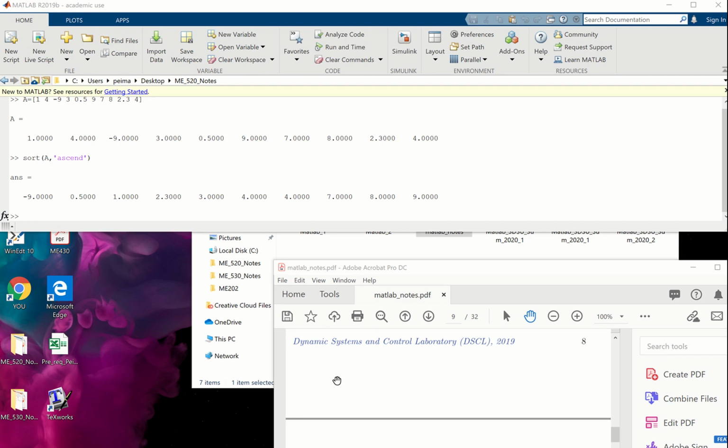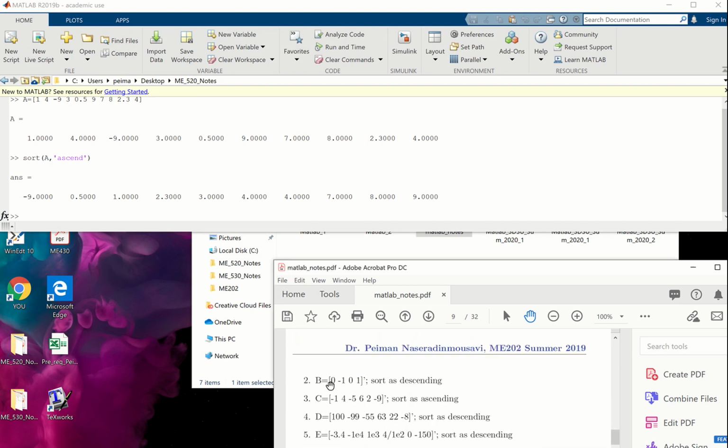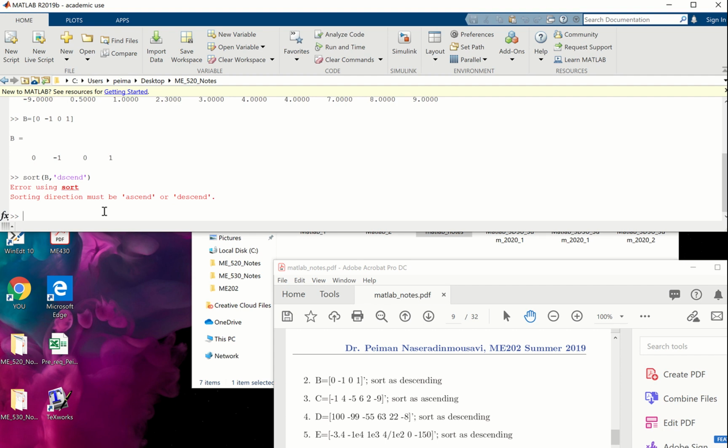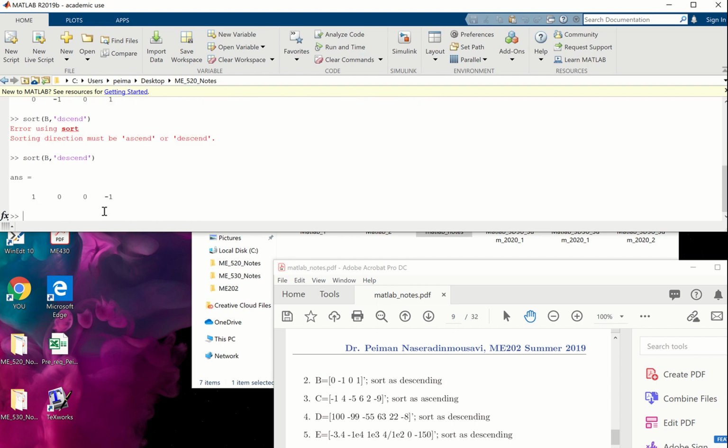Okay guys, now another example. Part 2, B is 0, -1, 0, and 1. Now if I sort in descending order, I press the up arrow and change this to vector B. Now we have to say descend. Oh, what happened? Oh yeah, it's a typo. It's descend. Okay, here we go. Starting from the largest number, which is 1, 0, 0, and -1. Going from up to down, from positive to negative.